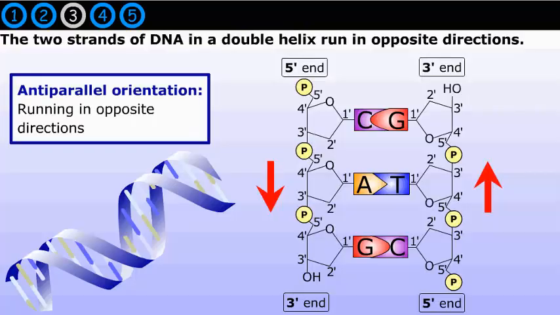Another interesting aspect of DNA structure is the orientation of the 2 strands in the double helix. The strands run in opposite directions. This is called an antiparallel orientation.